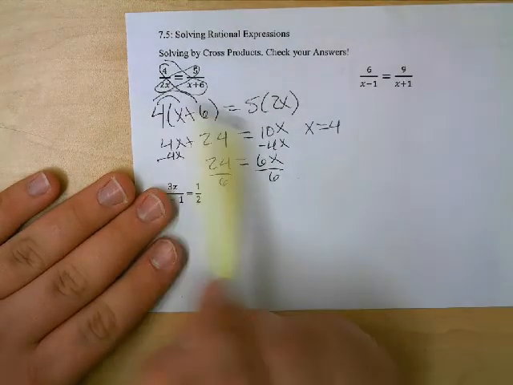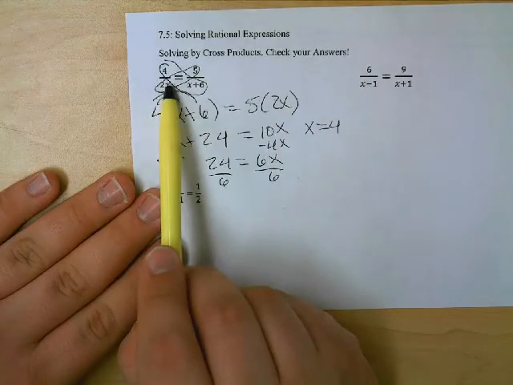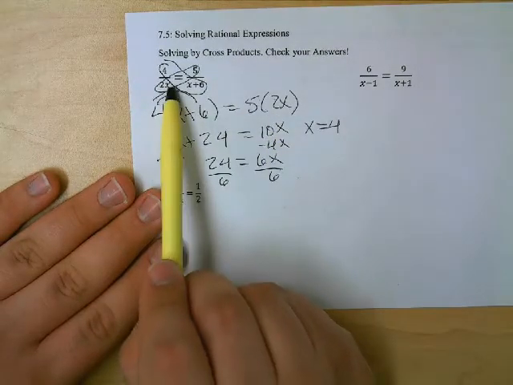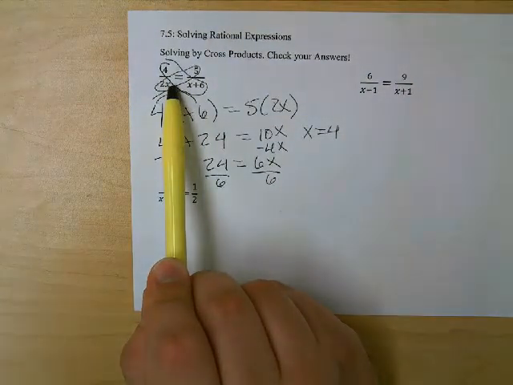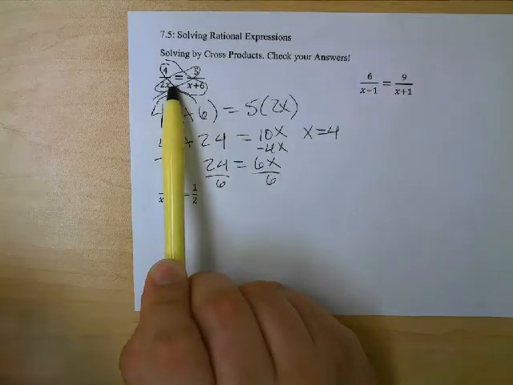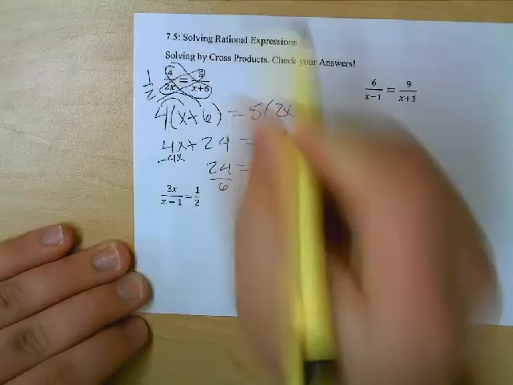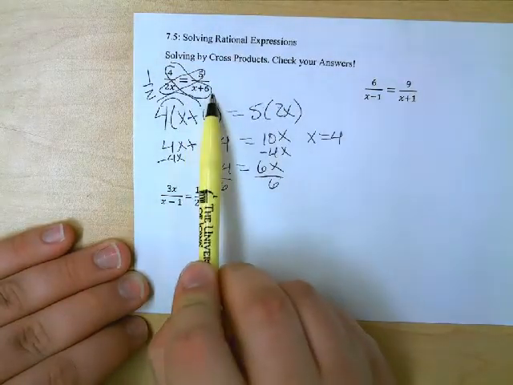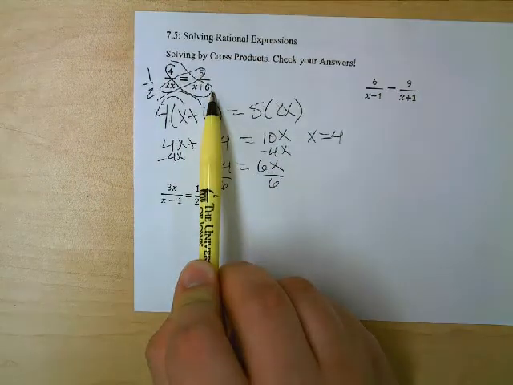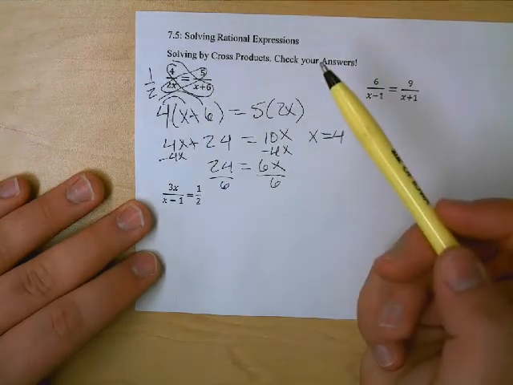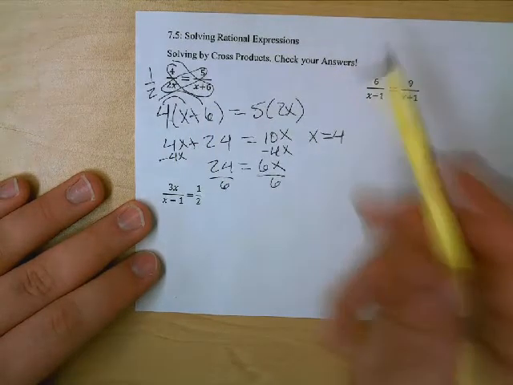So I'm just going to plug in this x right here. I'm going to plug in 4 for x. So that's 2 times 4, which is 8. So that's 4 over 8, that's just 1/2. X plus 6 is 10. 5 over 10, that's just 1/2.